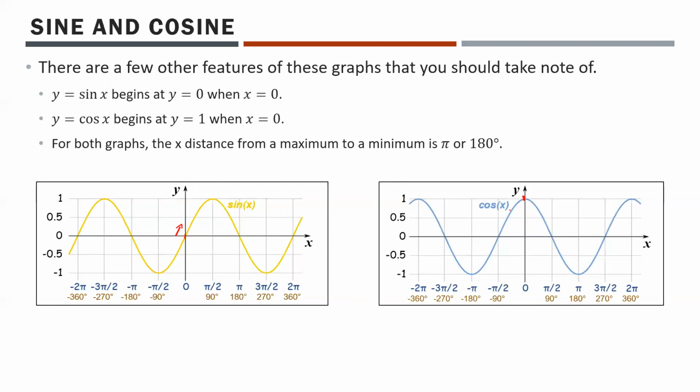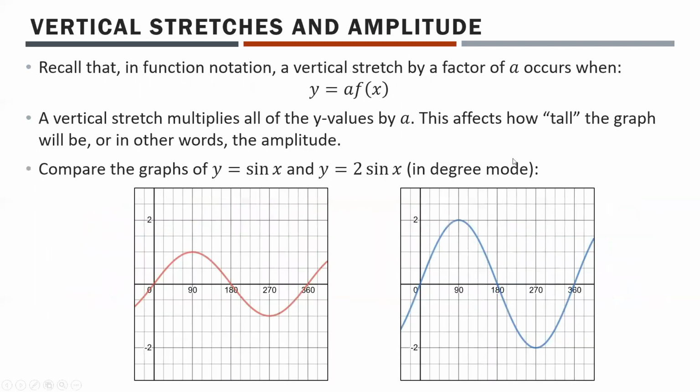The other thing you can take note of here is for both graphs, the x distance from a maximum to a minimum is just half of what that period would be. So it's just pi, or in other words, 180 degrees. That would be really useful to remember as well.